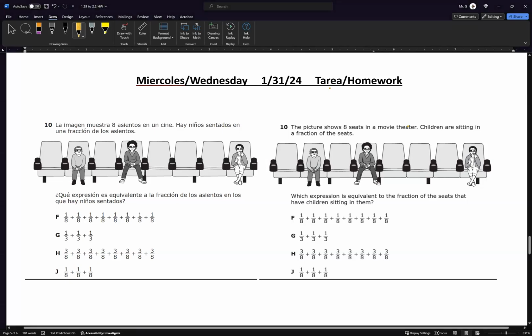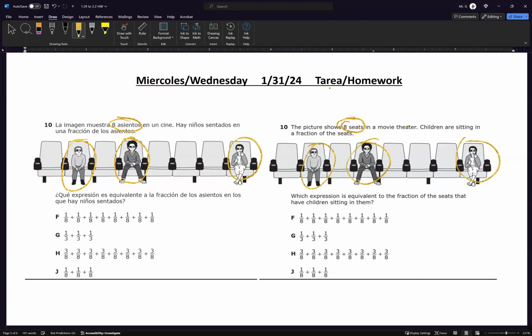So it tells you that we have 8 seats, ocho asientos, okay? And the children are sitting in a fraction, okay? So, si miramos cuántos niños hay, está uno, dos, tres. Here's one, two, three. So if I'm writing a fraction, I know my total is 8. El total es 8, so yo sé que mi denominator is 8. My denominator is 8. Why? Because there's 8 seats. ¿Por qué? Porque hay 8 asientos.